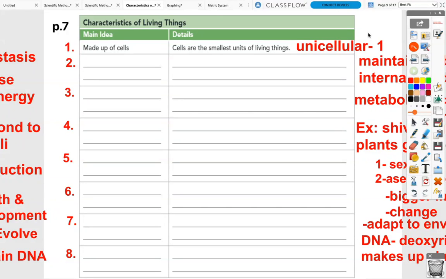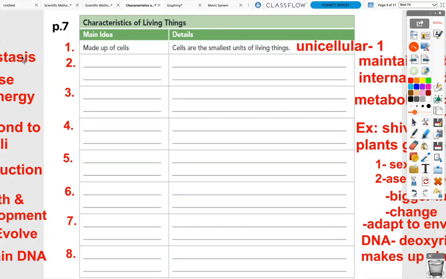Now, one-celled organisms are very, very tiny. A lot of those are called protists, and we'll talk about kingdoms at a later time, but they are in the Protista kingdom. A lot of those live in the soil. A lot of those live in pond water. So unicellular organisms, you only have to have one cell to be considered living.